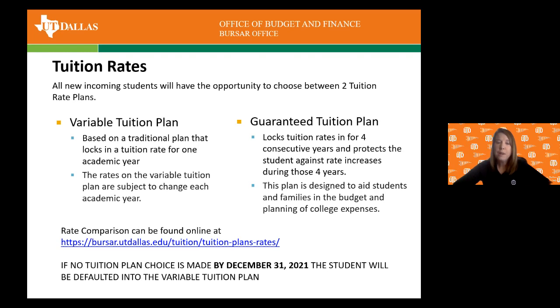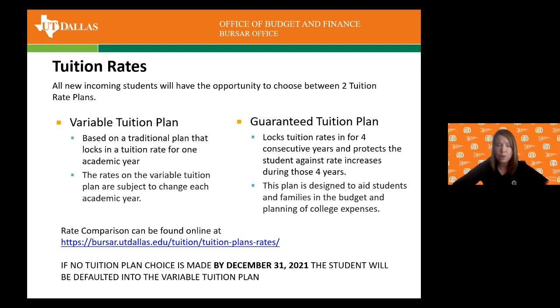So all new incoming students to UT Dallas have the opportunity to choose between 2 tuition rate plans. Now let me explain this first. UT Dallas uses what's called tuition plans. If you've ever been to another university, sometimes they use what's called a per credit hour rate, which just basically means that if you're in 10 credit hours and it's $1,000 per credit hour, then you're going to do $1,000 times 10 credit hours, and it's $10,000. That's not how we do our tuition.